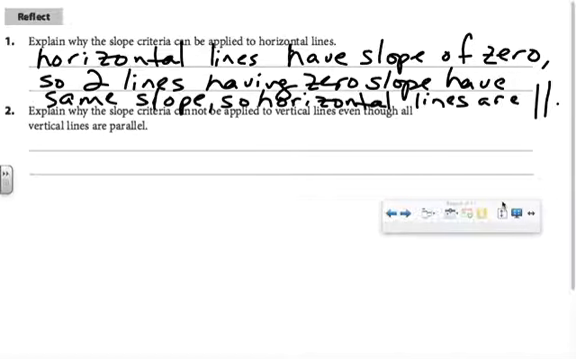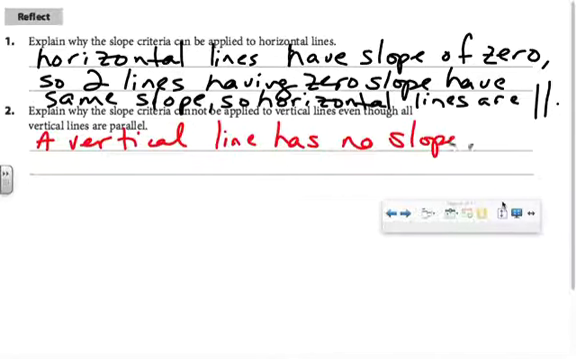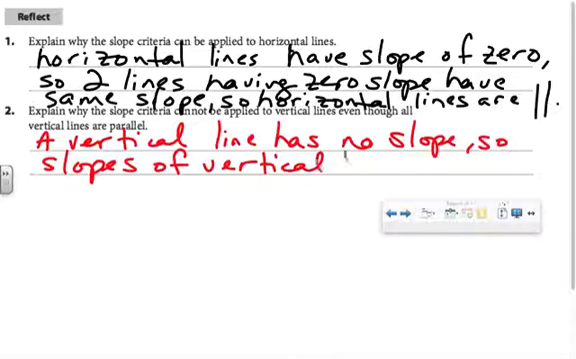Problem with vertical lines, notice it says explain why the slope criteria cannot be applied to vertical lines even though naturally all vertical lines will be parallel. We can't use the slope criteria because technically a vertical line has no slope. Vertical line has no slope, so slopes of vertical lines can't be compared.